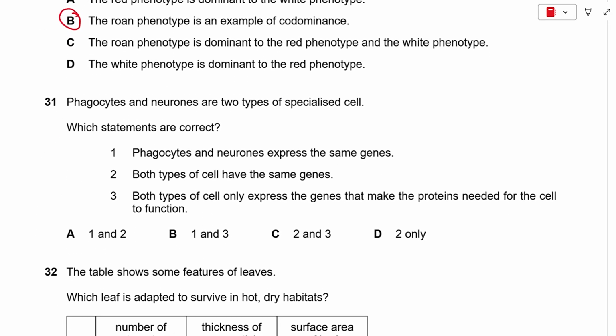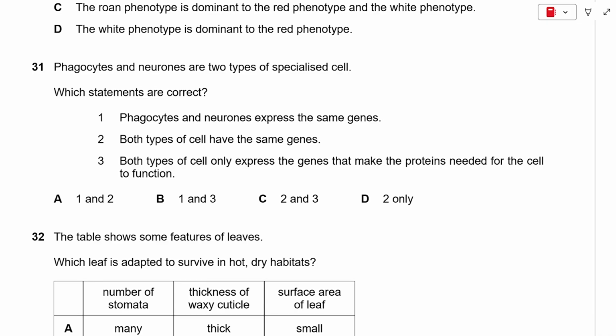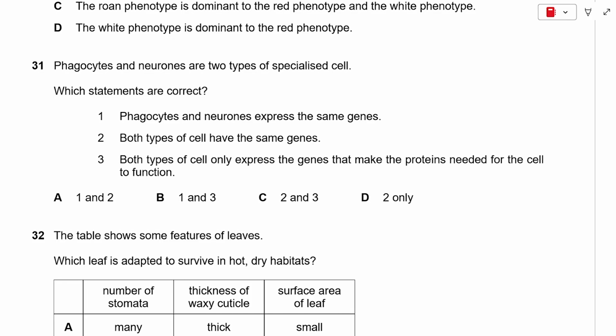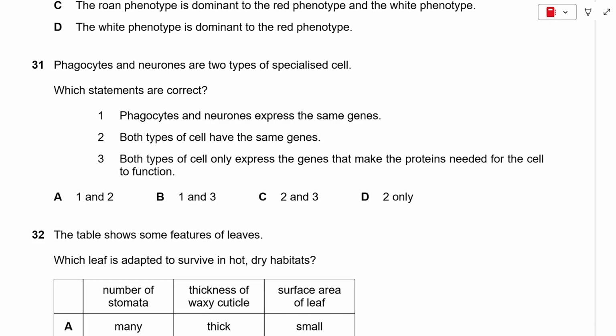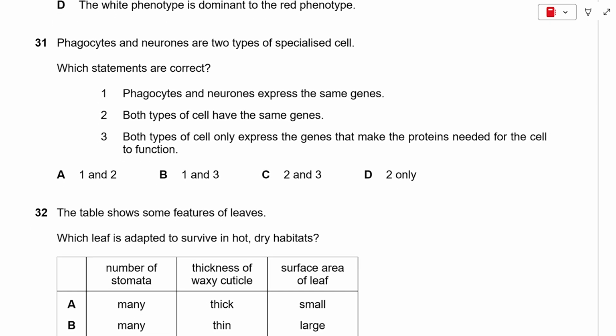Okay. Phagocytes and neurons are 2 types of specialized cells. Now, specialized cells are cells that perform a specific function. What statements are correct? Phagocytes and neurons express the same genes. Both types of cells have the same genes. They can't have the same genes because they perform different roles. Both types of cells only express the genes that make the protein needed. Yes. Both types of cells express the genes that make the proteins needed for the cell to function.